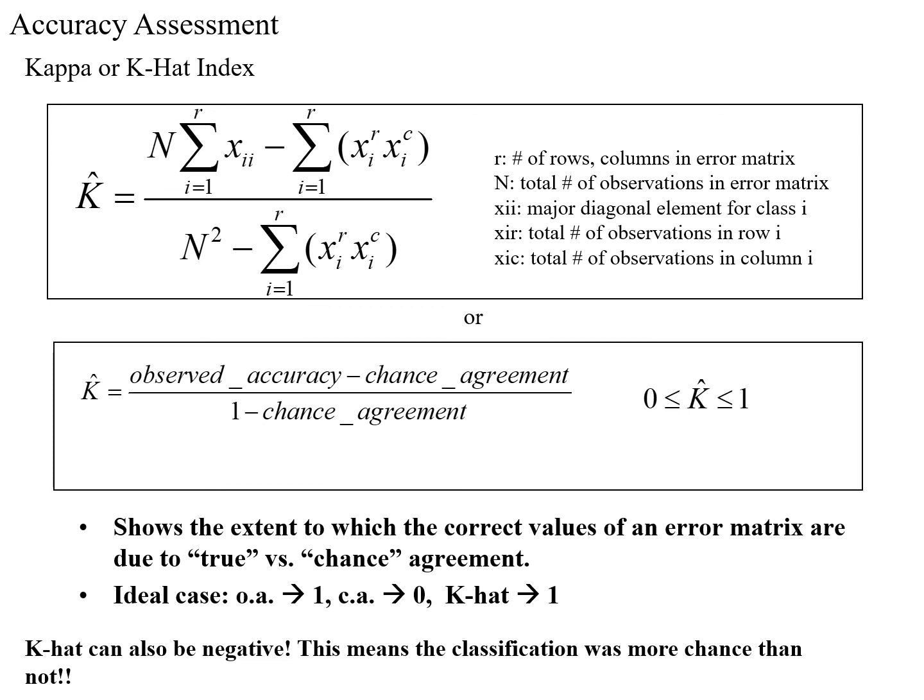Now, k-hat can also be negative. And that means that the classification was actually worse than you would expect just given average random observations. So that's pretty bad.